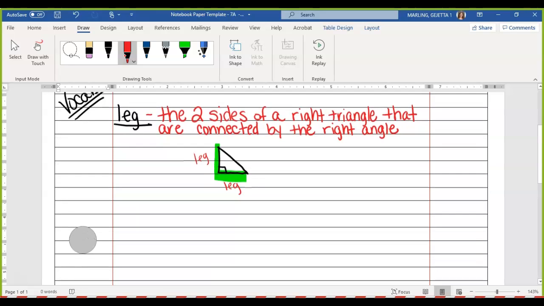Can I move up to here? Okay, let's look at the next one.